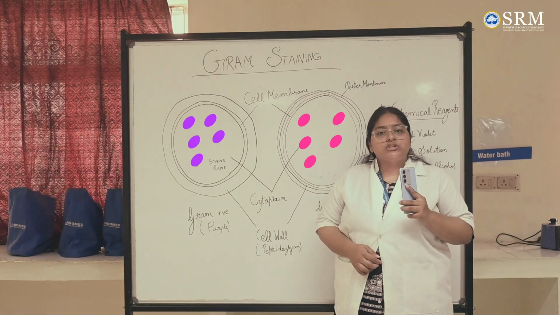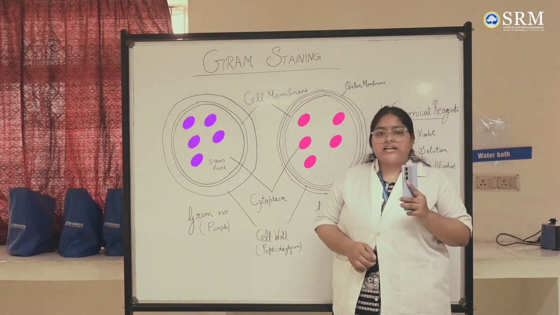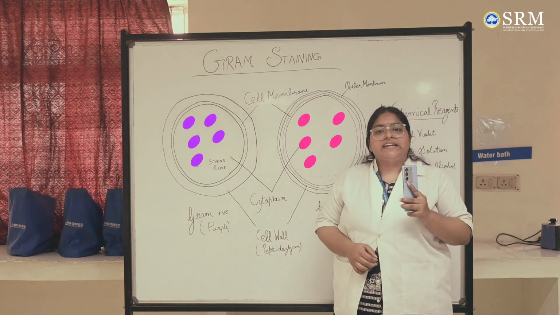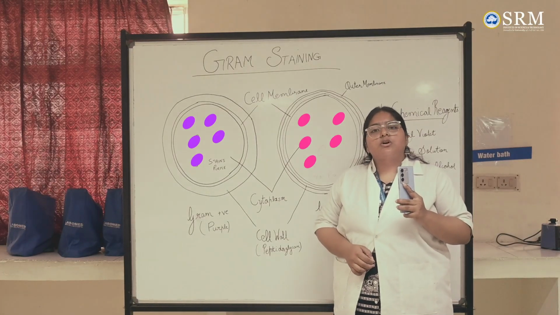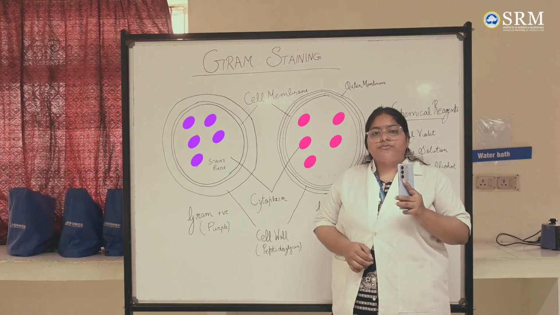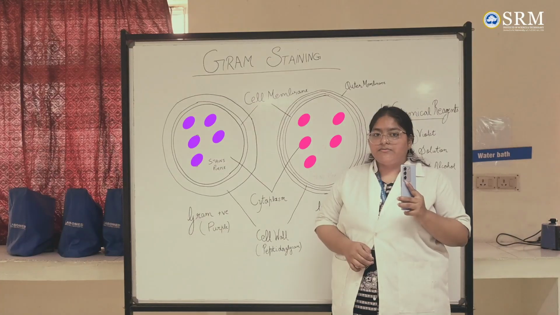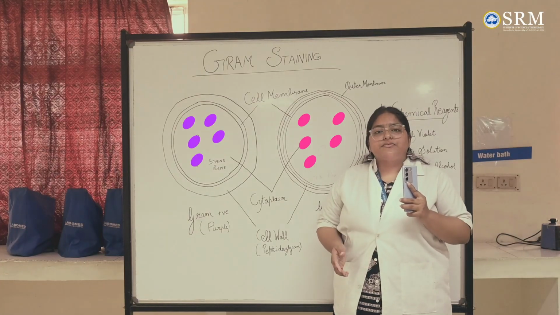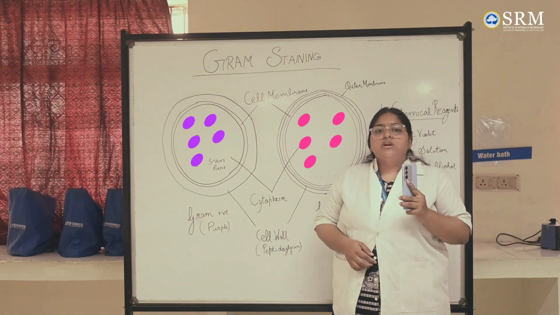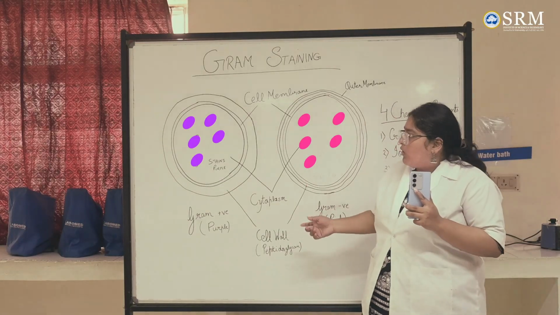Gram staining was introduced to us by a Danish scientist called Christian Gram in the 1880s, and it is one of the most commonly used methodologies to differentiate between the two groups of bacteria, gram positive and gram negative. The basic difference that lies between these two is in the structure of their cell wall.